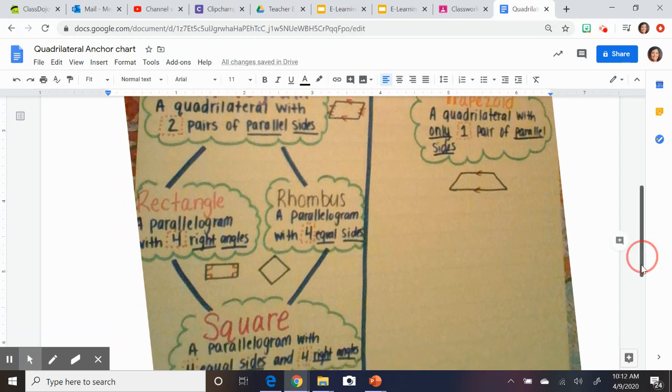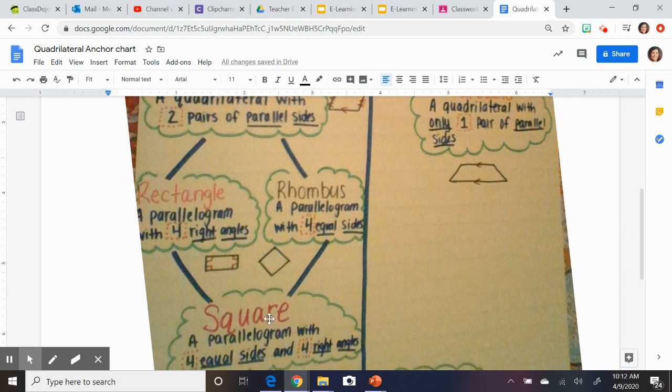So our square is the most special of all because a square falls under all of these. A square is a rhombus because it has four equal sides. A square is a rectangle because it has four right angles. A square is a parallelogram because it has two pairs of parallel sides. And a square is a quadrilateral because it has four equal sides, exactly four sides, okay?